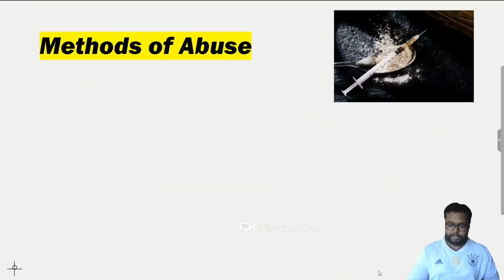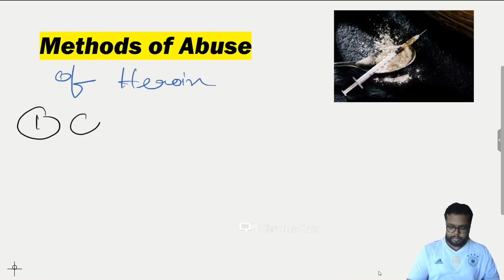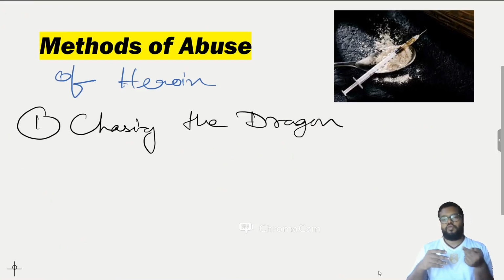So, what are the methods of heroin abuse? First method is chasing the dragon. What is this method, chasing the dragon? A spoon is taken, in that aluminium foil is kept. Over that aluminium foil, this heroin is placed, and from below it, it is heated. Then the vapors, the smoke which are coming out, are inhaled. This method of abuse is known as chasing the dragon.